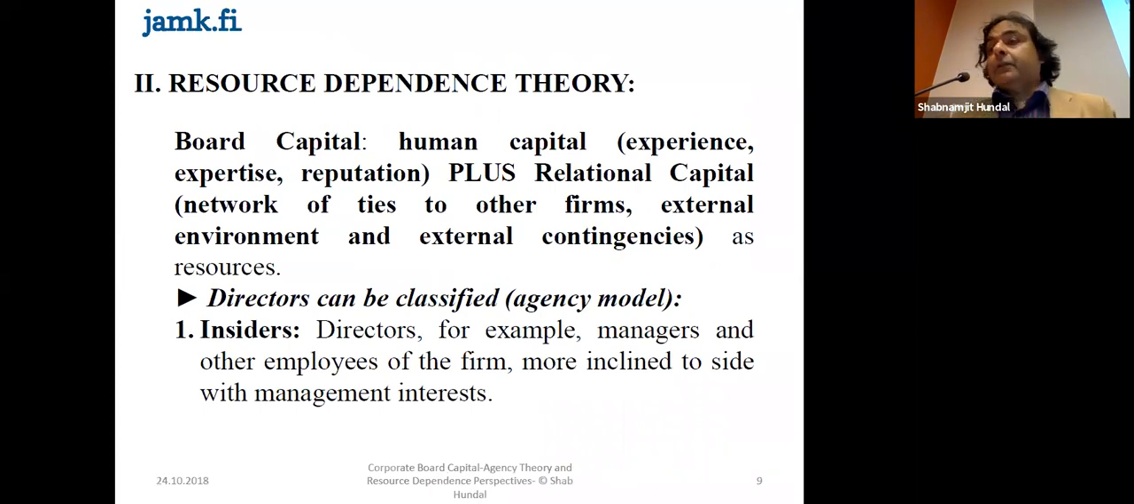So the theory which I would be discussing with you before I show the application of this theory in real life is called resource dependence theory. Resource dependence theory is about the factors on which the company depends for its resources, and the resources, especially the board of directors. The board of directors of a company are the leaders, they are the visionaries. They make a vision of the company.